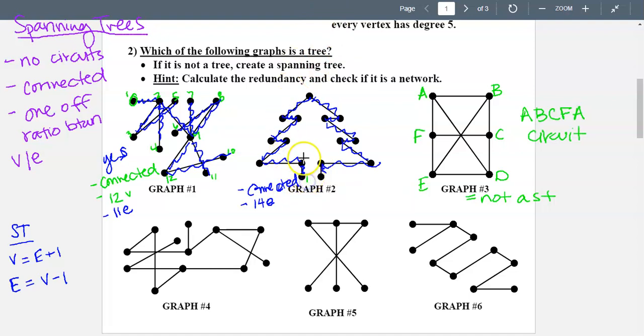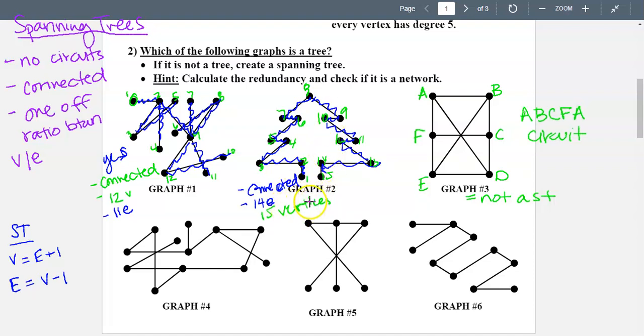We have 1, 2, 3, 4, 5, 6, 7, 8, 9, 10, 11, 12, 13, 14, 15. Okay. So you have 15 vertices. Vertices. There we go. Hopefully you can read that.